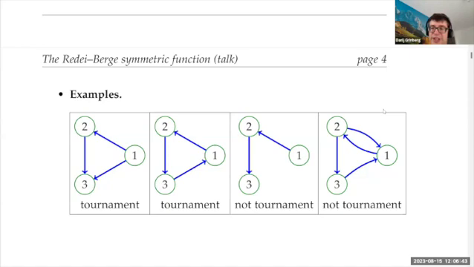So this is an example. This is a bunch of examples. This is a tournament. This is a tournament. You might not see it immediately, but this arc has been flipped from here to here. This is not a tournament because 1 and 3 have not played against each other. And this is also not a tournament because each game has only one winner.